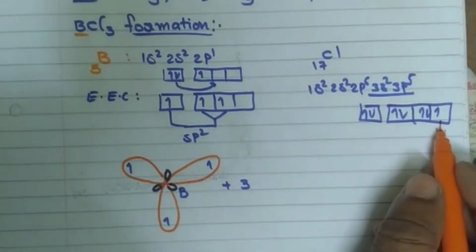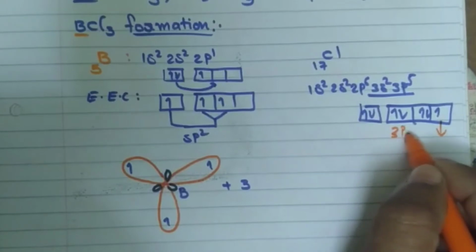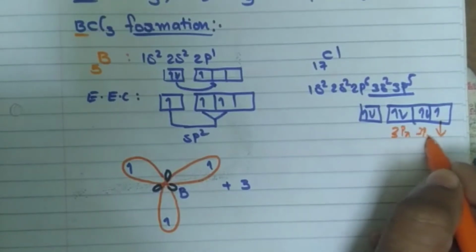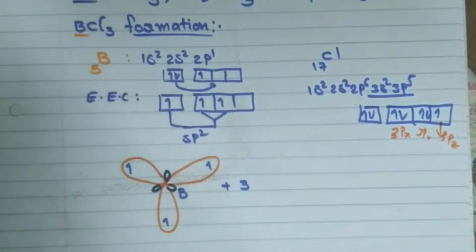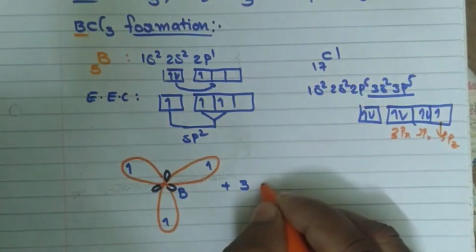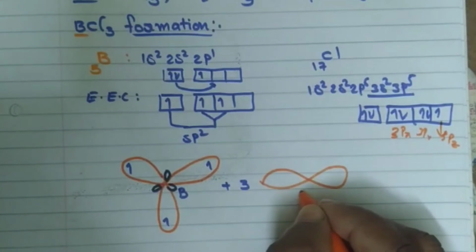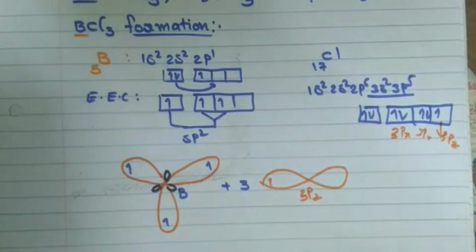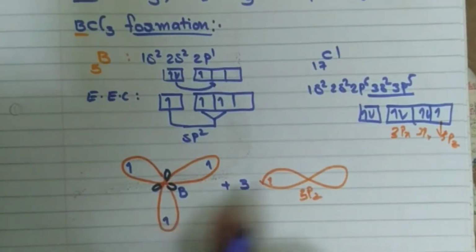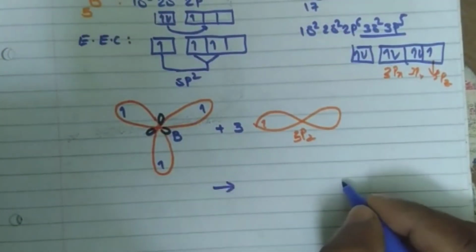In this, the one unpaired electron is in the 3p orbital, among 3px, 3py and 3pz. This is a 3pz orbital, which has one unpaired electron. So when the boron atom and 3 chlorine atoms combine, a new structure is formed.